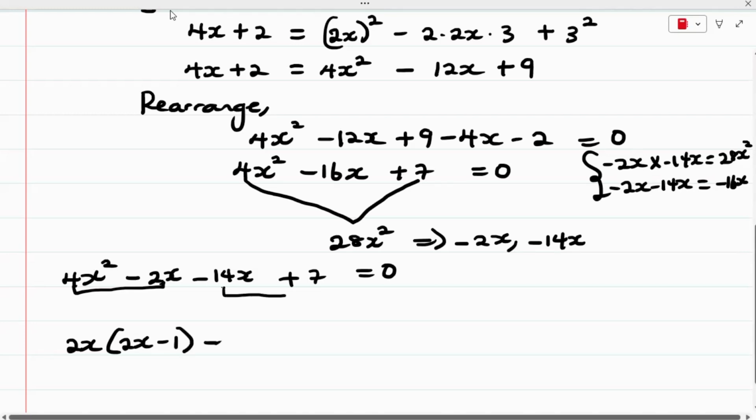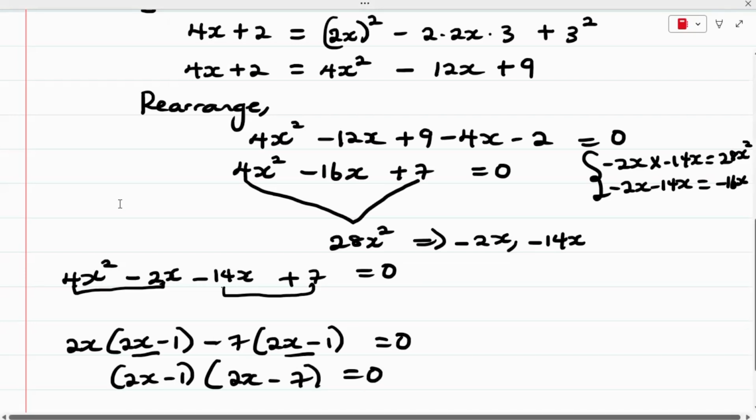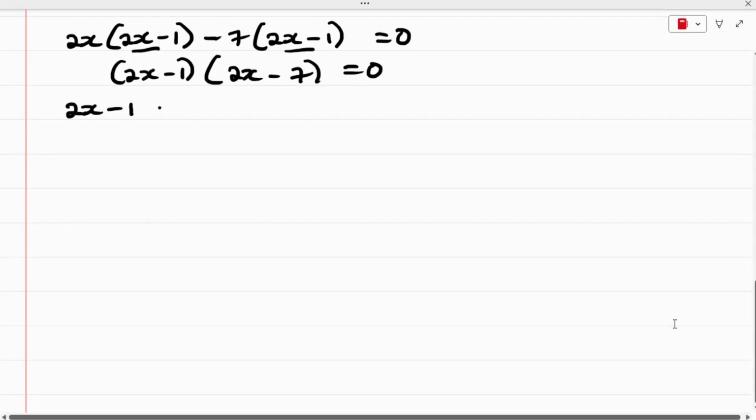So from here up to this point, we have 7 to be common, and if you factor that out, we have 2x minus 1, and this is equal to what? 0. So from here we have this and this is common, so we have 2x minus 1 multiply 2x minus 7, and this is equal to what? 0. Alright, so from this point we have that 2x minus 1 is equal to 0 and 2x minus 7 is equal to 0.